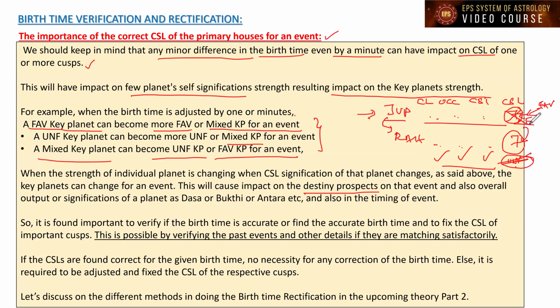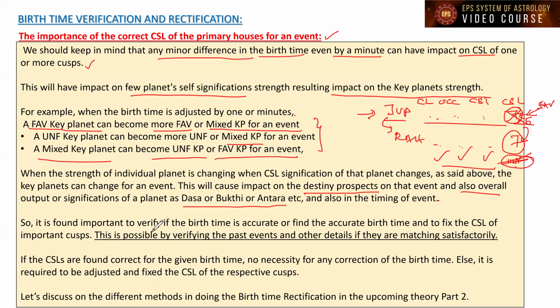Suppose the 7th sublord, instead of Jupiter, changes to Rahu. Then we have to check what Rahu is holding in its card for the 7th house matters and the destiny. Otherwise, the 7th sublord Jupiter has to be checked. So when the time is different, the sublord itself changes, and destiny prospects can also be impacted. Overall, the signification of a planet as dasa, bhukti or antara also affects the timing of the event. Because when the sublord changes, the key planet will change, the dasa period rulers will change, and the timing of the event will also be impacted, right?